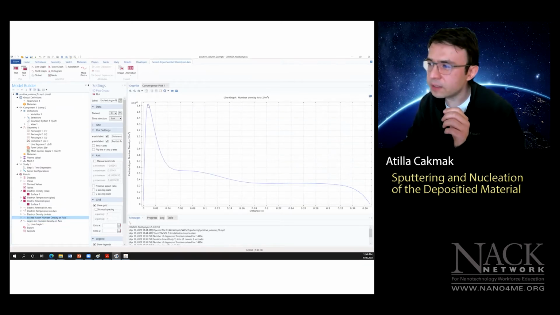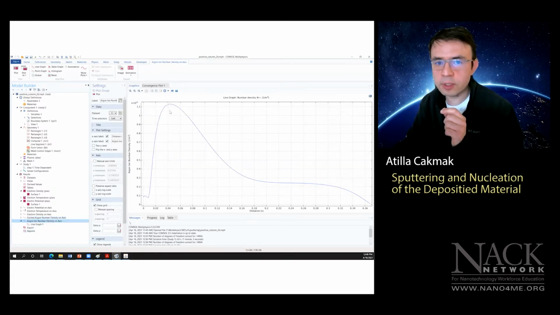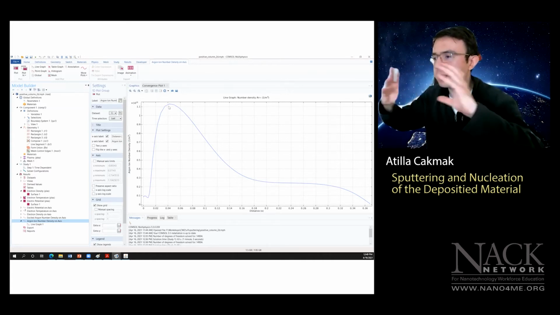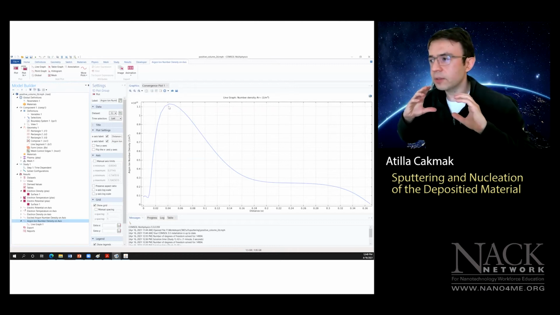Why is that the case? Why do I see the excited argon closer to the cathode compared to the more ionized argon? In other words, why is the ionized argon a little bit further away from the cathode, and why is the excited argon closer to the cathode?